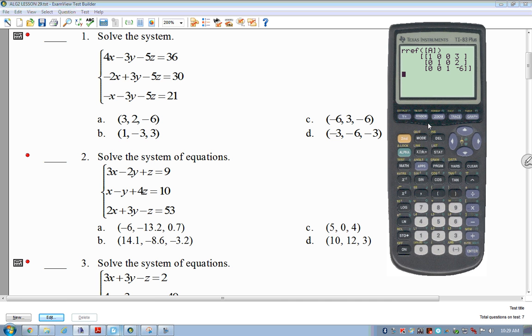And what it will give me is an identity matrix, a 3x3 identity matrix, representing the left-hand side. But on the right-hand side, it's going to say 3, 2, negative 6, representing in order from top to bottom X, Y, and Z. Did those match our numbers? So we did it right. We did our 5 steps right.